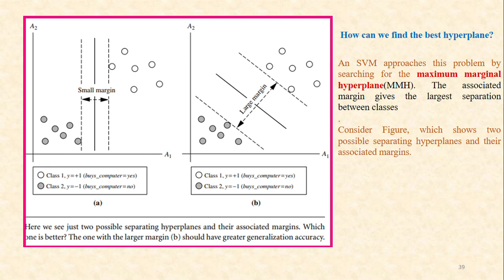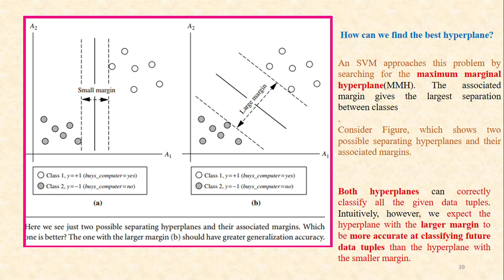Consider the figure which shows two possible separating hyperplanes and their associated margins. Both hyperplanes can correctly classify all the given tuples. Here you can see that both the margins correctly classify the data tuples, that is, the white class data belongs to the positive class and the other data belongs to the negative class. So this margin separates it accurately, and this classifier also separates these data sets accurately. So how to choose the best one?